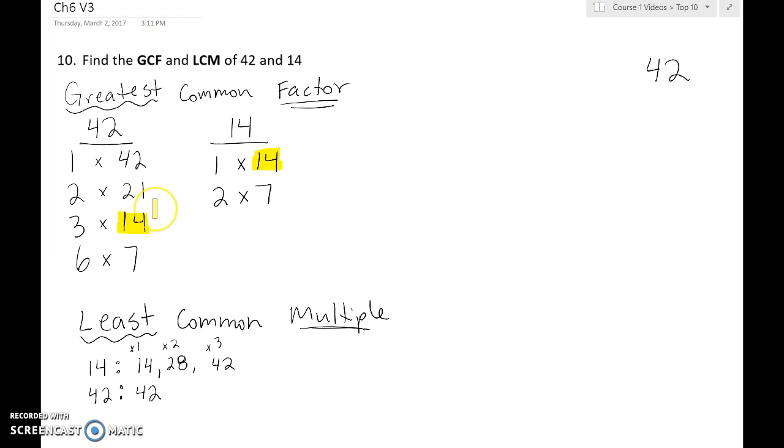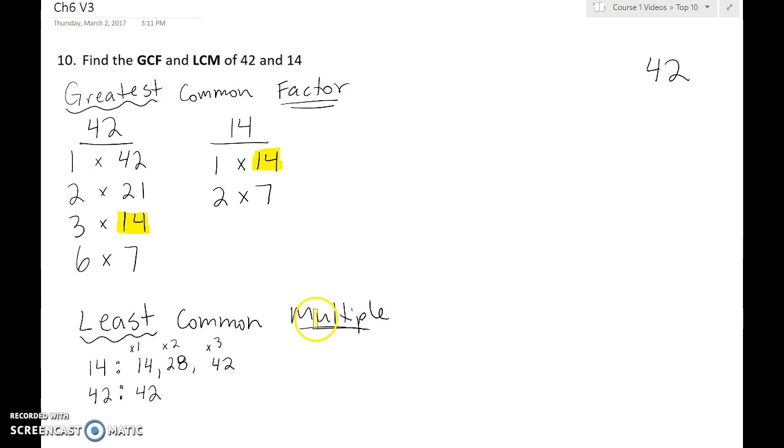So we're going to have 14 as the greatest common factor, the one that they have in common, right? 42 is a larger factor, but 42 isn't a factor of 14. So the largest one they have in common is 14.